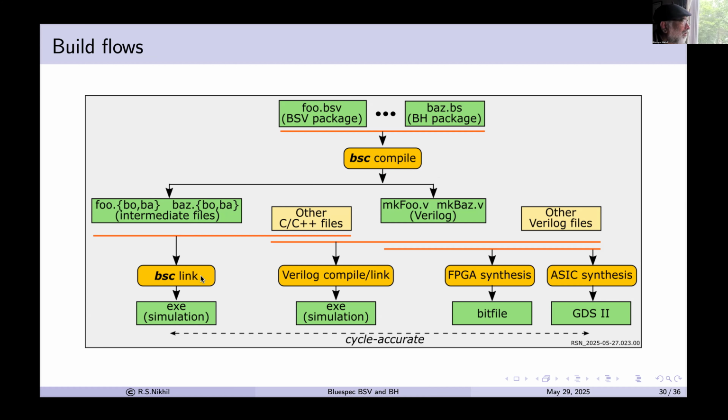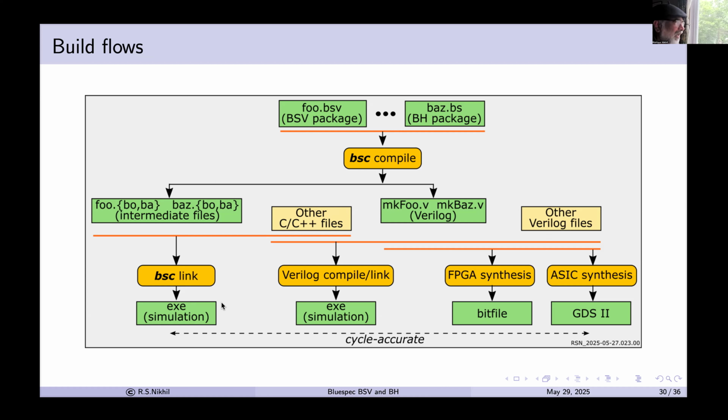Then we can take it through a second pass of BSC, which is a link pass, which will take that and produce, actually going via C and C++ into native machine code, a simulation executable. Now, one of the things you can do in both BSV and BH is import C or C++ files. So you can provide your other C, C++ files along with the BSC link, and it will compile them all together into the executable. So that's one part, which is basically simulation through our own compiler and linker.